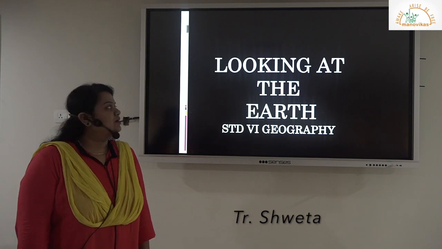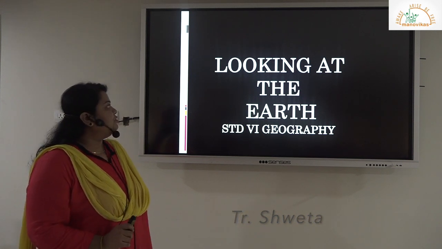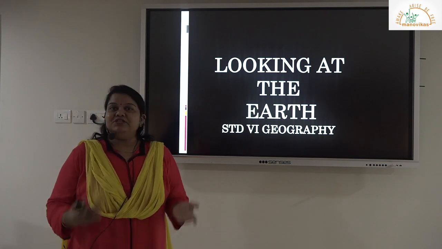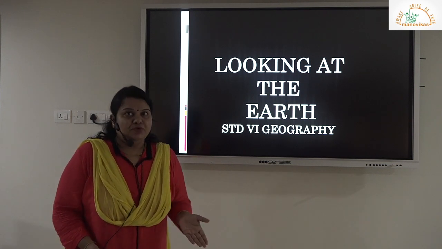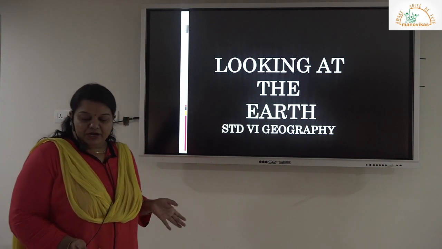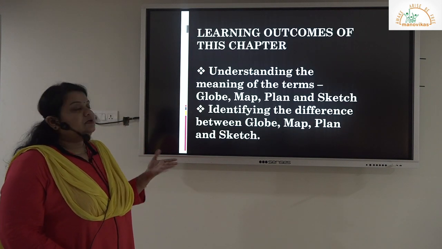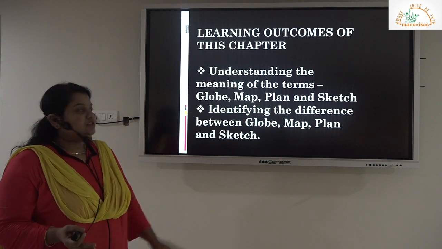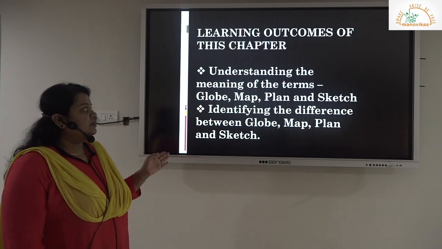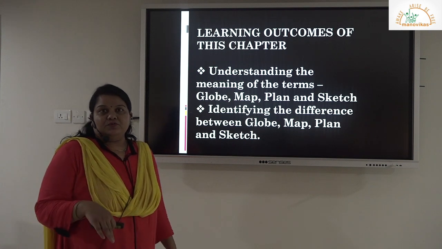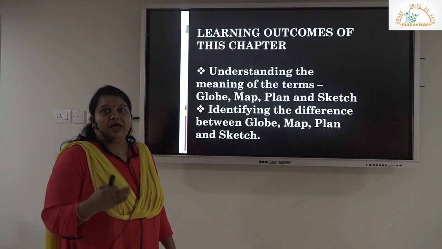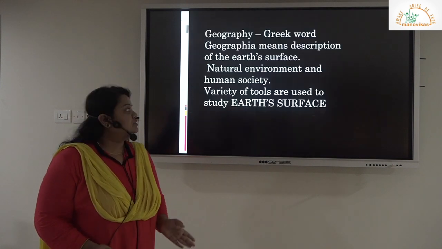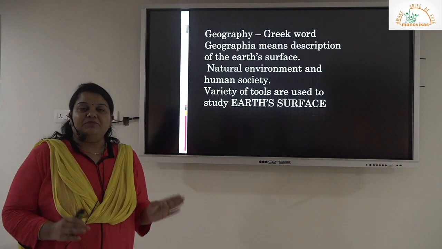All are doing well. I'm here today to continue with the topic looking at the earth, which we had started in the previous class. But actually starting today, what exactly we are going to do, just take a quick recall of what we had done in the earlier class. In the earlier class, we spoke about the outcomes of the chapter, or what are the learning outcomes, and the learning outcomes said that we were supposed to understand map, sketch, plan and globe and try to understand the difference. But actually in the previous class we understood what exactly is a map and globe.